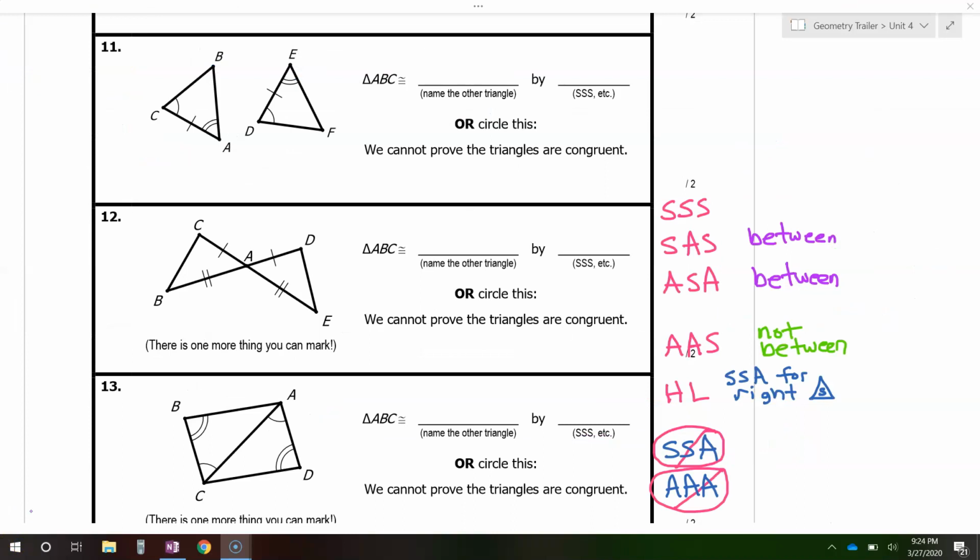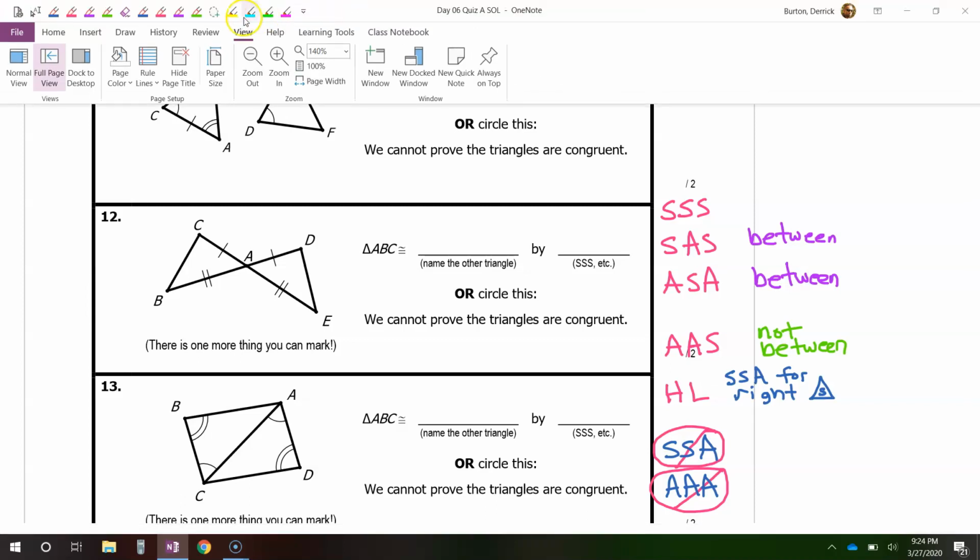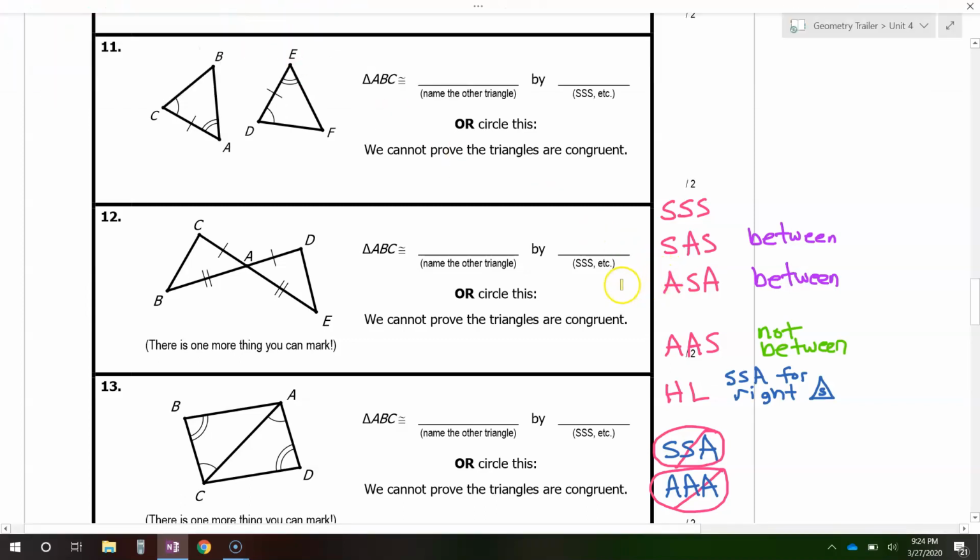All right. Look at number 11. I see that we have two angles and a side. Two angles and a side. That means it's either going to be this one or this one. The only question is between. Is the side between the two angles or not?